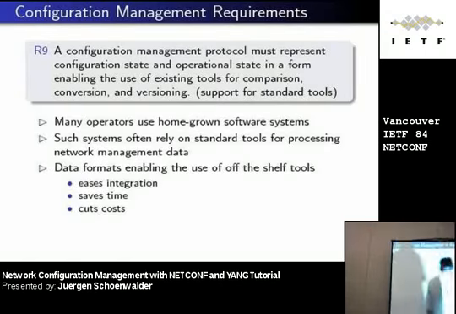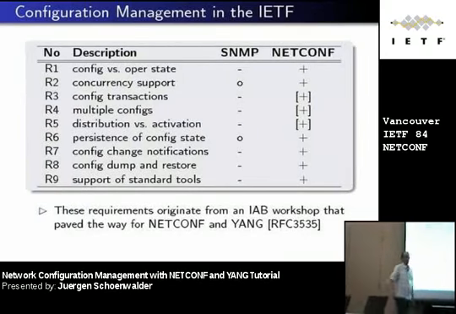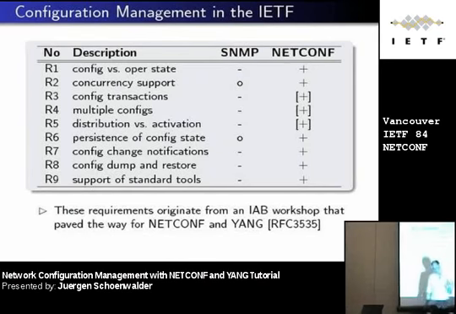Now, if you look at a protocol like SNMP, which has been out there since the late 80s, and look at these 9 requirements, then it fails pretty much all of them except 2, which you can argue is probably supported partially. So that's really a bad record.